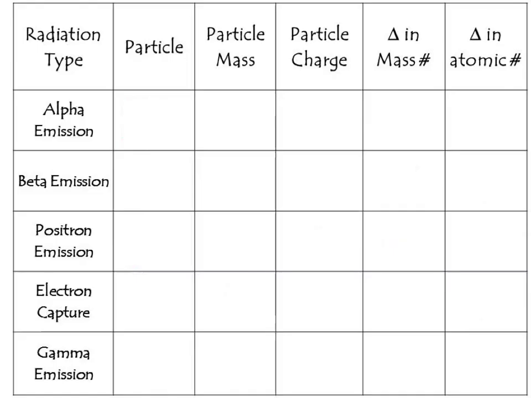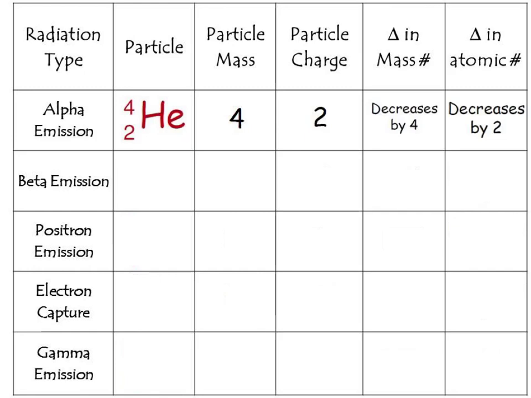So in summary, the particle you should be seeing for alpha is the helium nucleus, and the particle mass is 4, the particle charge is 2, and so the change in your mass number is decreasing by 4, and the change in atomic number is decreasing by 2. Beta emission is 0 minus 1, which is an electron, charge -1. It has no mass, and it has a charge of -1. So your mass does not change, and your atomic number does change by increasing by 1.